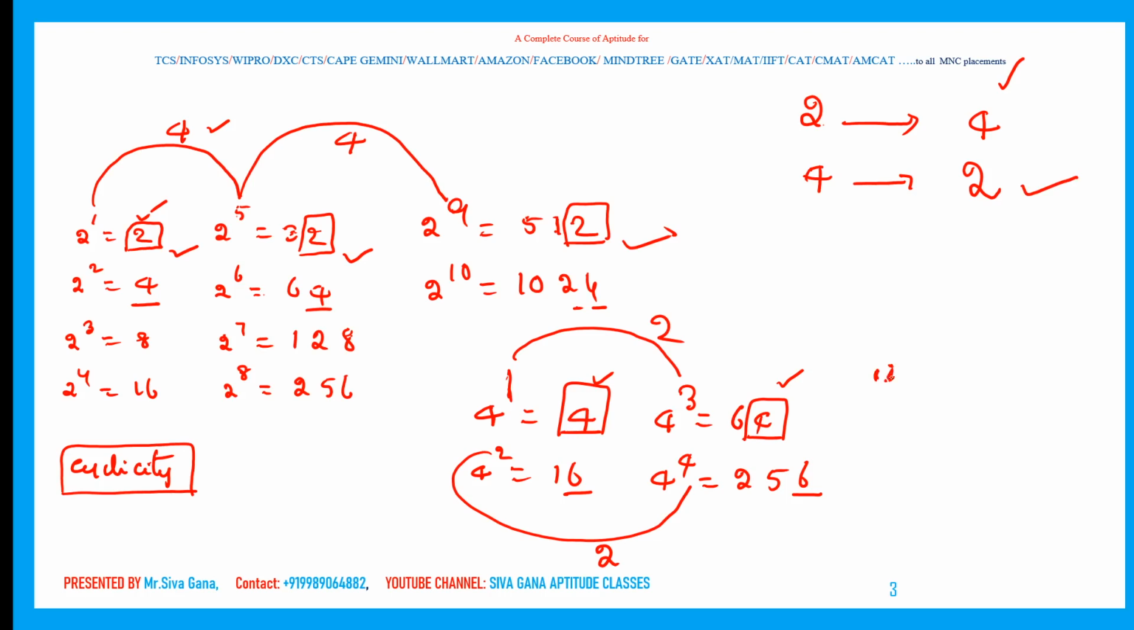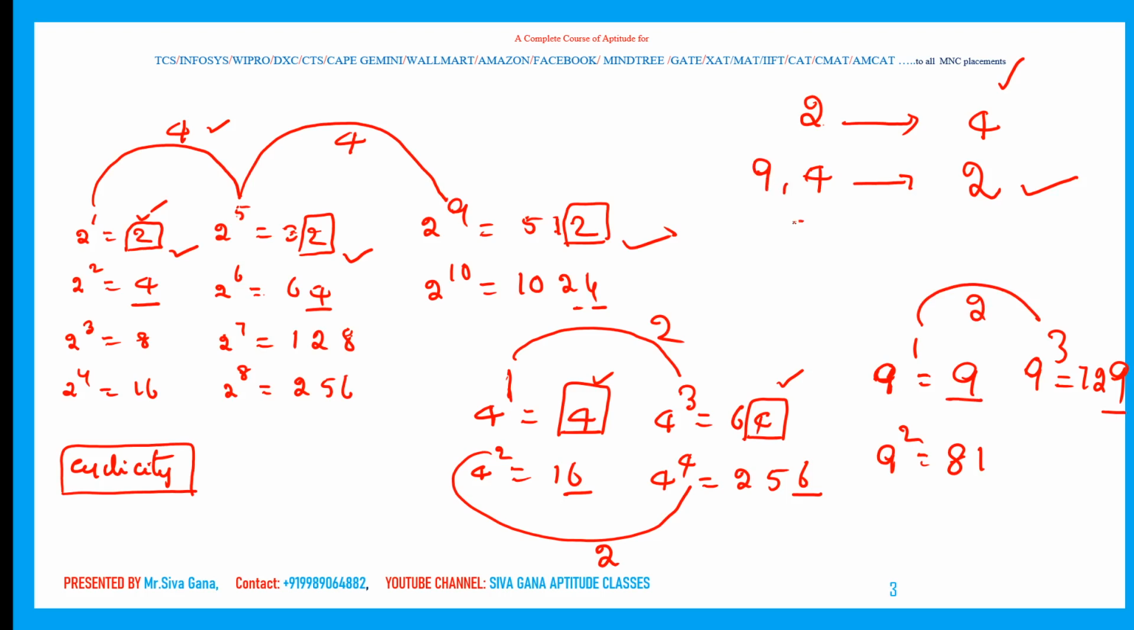Similarly, for the digit 9, 9 power 1 is 9. 9 square is 81. 9 cube is 729, which means unit digit is 9, unit digit is 9, repeated after 2 powers. So for the digit 9 also the cyclicity value is 2.